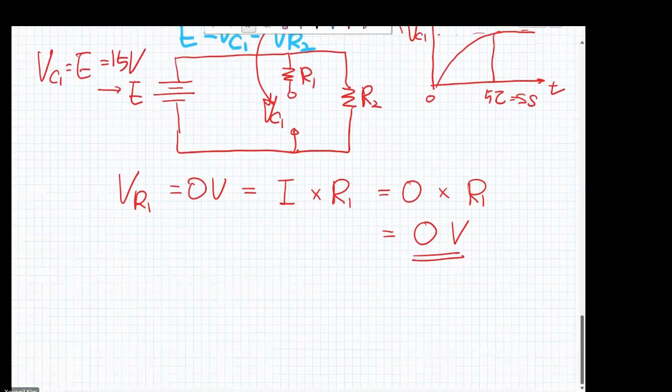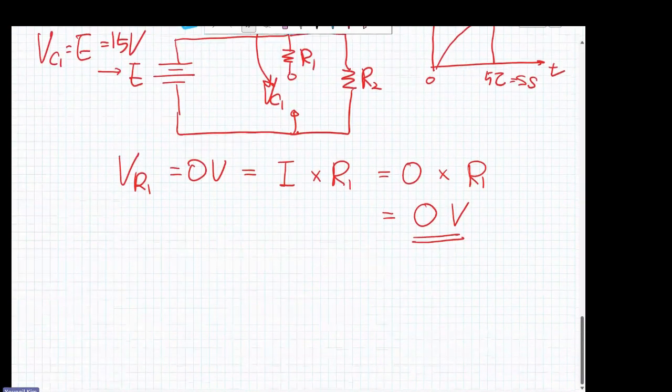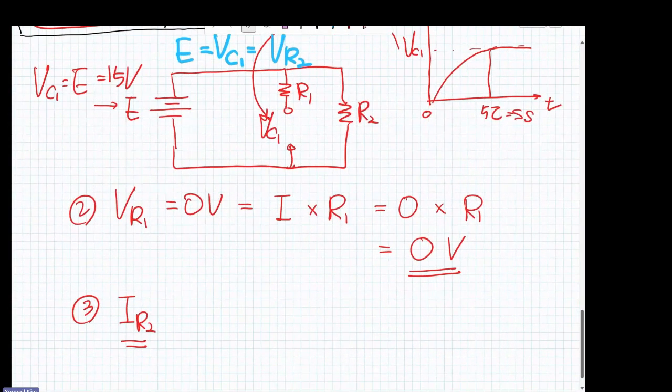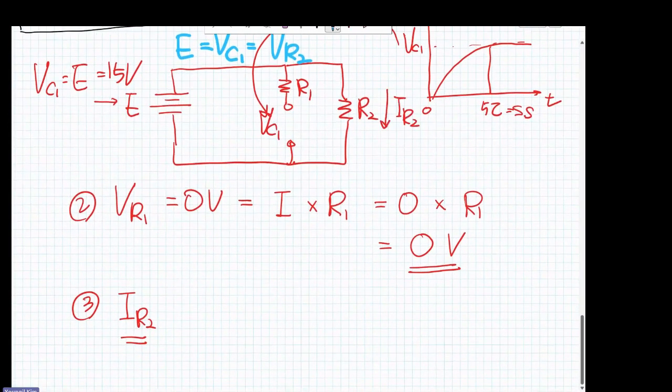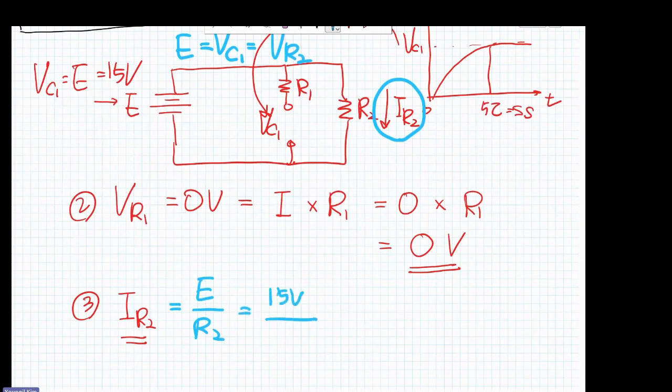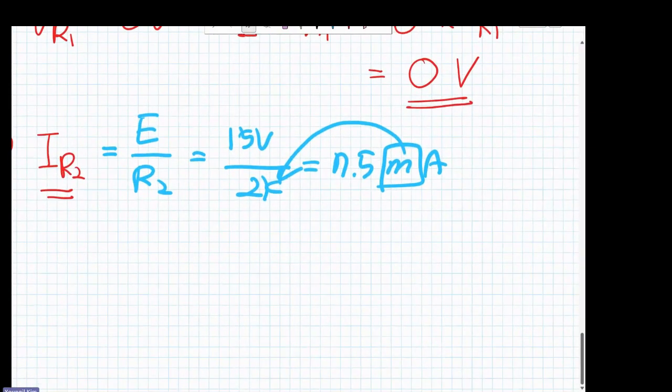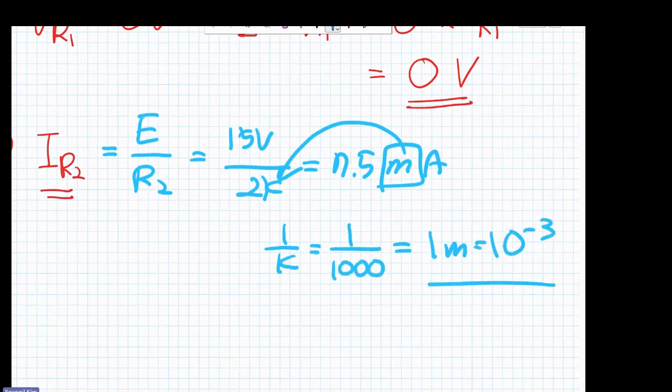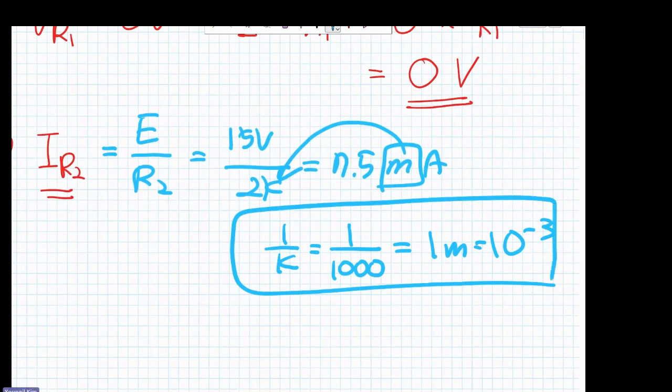Okay, very important. The last question is what is the current, I sub R sub 2, right here. Can it be voltage divided by your resistor that's still available with R2? Yes, sir. 7.5 what? Milli, right there. Okay, why? 1 over K means 1 over 1,000. That is 1 milli, 10 to minus 3. All right? That is what it has.